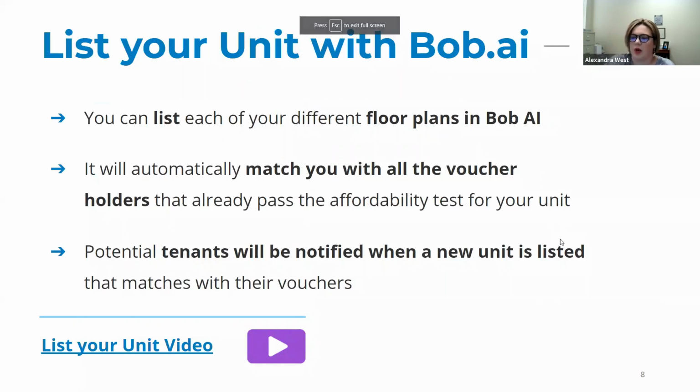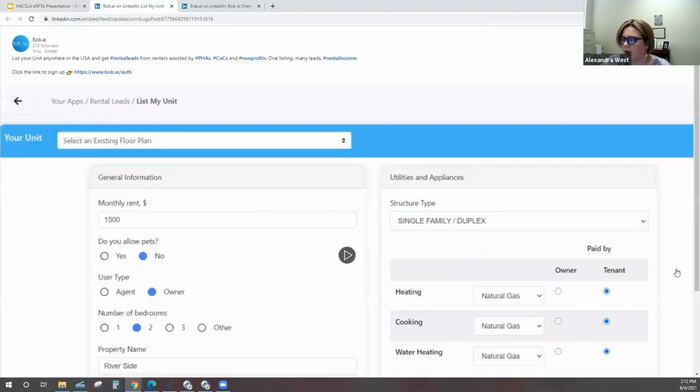Listing your unit with Bob.ai. You can list each of the units that you currently have available, and the software will automatically match you with potential tenants that have vouchers that can afford that unit. Potential tenants will also be notified when new units are listed that are within their affordability. We will go ahead and watch this video on how to list your unit with Bob.ai.